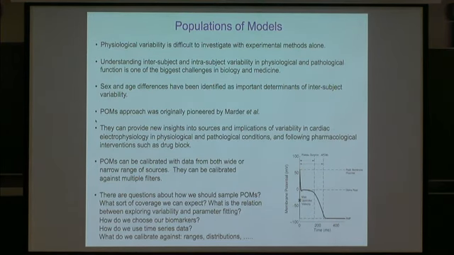So, populations of models. Physiological variability is difficult to investigate with experimental methods. It's one of the biggest challenges in biology and medicine. Sex and age differences have been identified as important determinants of inter-subject variability. This populations of models approach was pioneered by Marder about 8 years ago in the context of neuroscience. And we believe they provide new insights into sources and implications of variability in cardiac electrophysiology, but in other settings as well.